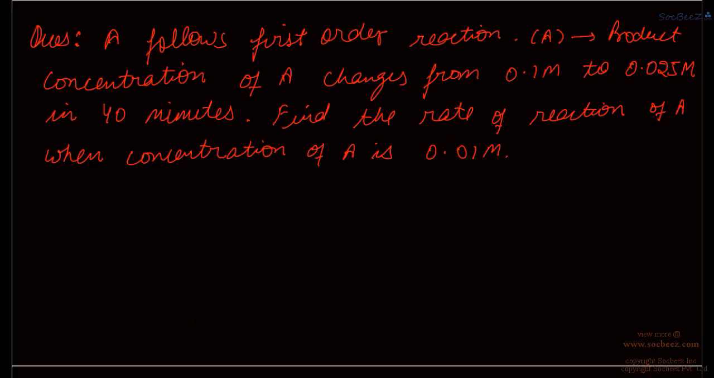Now the question says that A follows a first order reaction. A is giving us product, so the rate of reaction with respect to A is K into A, and the order of reaction with respect to A is 1. The concentration of A changes from 0.1 molar to 0.025 molar in 40 minutes. Find the rate of reaction of A when the concentration of A is 0.01 molar.